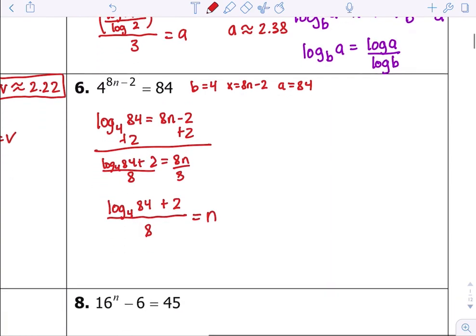All right, we need to do change of base formula for this one. So using this formula, right? Log of 84 divided by log of 4, plus 2, all divided by 8 is equal to n. So put this in your calculator. You have to do logs first, add the 2, and then divide by 8. So n is roughly going to be around log of 84 divided by log 4, plus 2, divide that all by 8, and your value should be around 0.65.